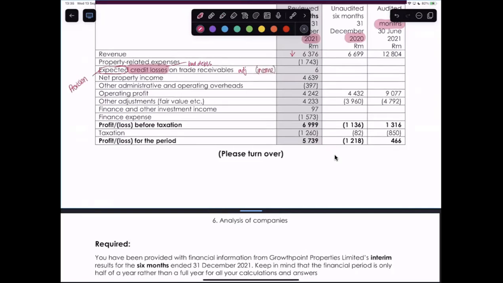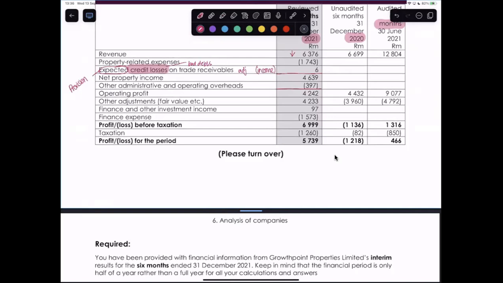The net property income is given, as well as other operating and administrative overheads. Operating profit is then given as an answer here. So if it helps, draw in your little total lines so that you can see what is actually happening with these calculations. How are they being worked out and what do they mean?